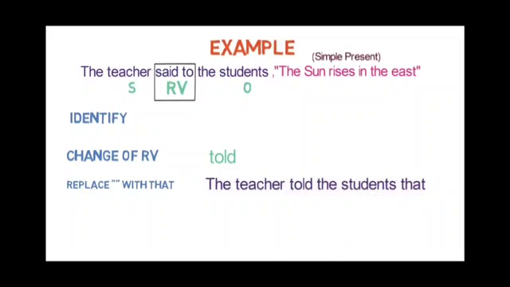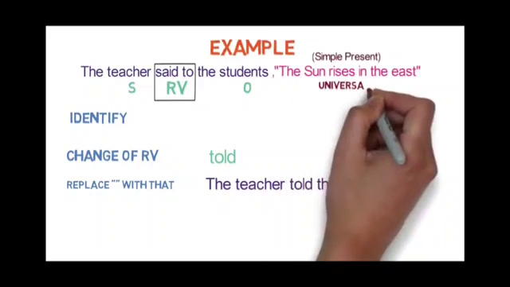And simple present will never change. Why? Because of the universal truth, the fact. It is a universal fact, so it is not going to change into the past. It will be written as it is. Wherever you find universal truth, it does not change. The sun rises in the east is a universal truth, so it is not going to change into past tense.